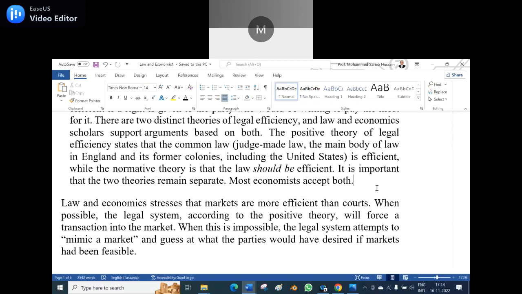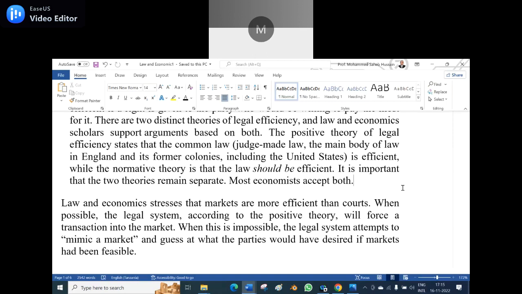Yes, I can read it. When possible, the legal system, according to the positive theory. Here it is. Okay, let me read it, Prof. The positive theory of legal efficiency states that the common law judge-made law, the main body of law in England and its former colonies, including the United States, is efficient. That is only the positive theory.